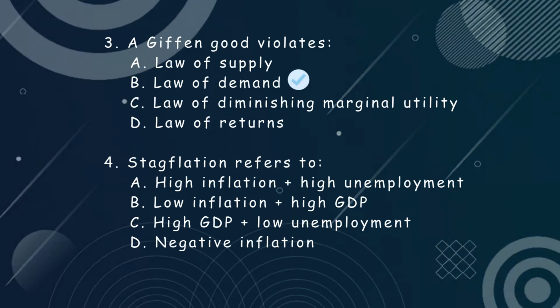Question number 4. Stagflation refers to: A. High inflation plus high unemployment. B. Low inflation plus high GDP. C. High GDP plus low unemployment. D. Negative inflation. Answer: A. High inflation plus high unemployment.